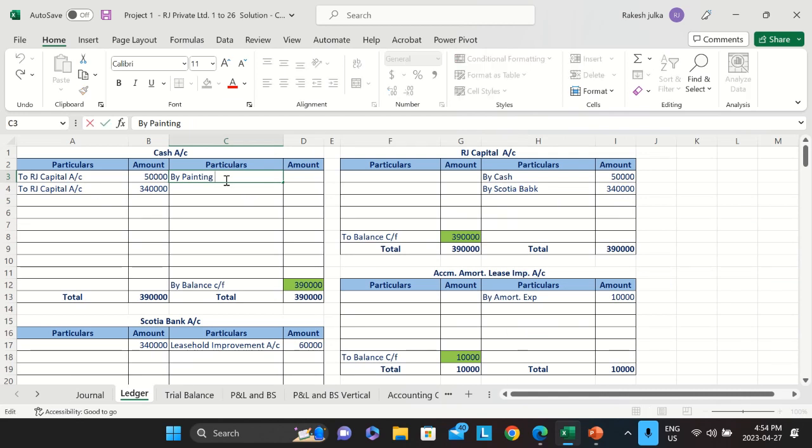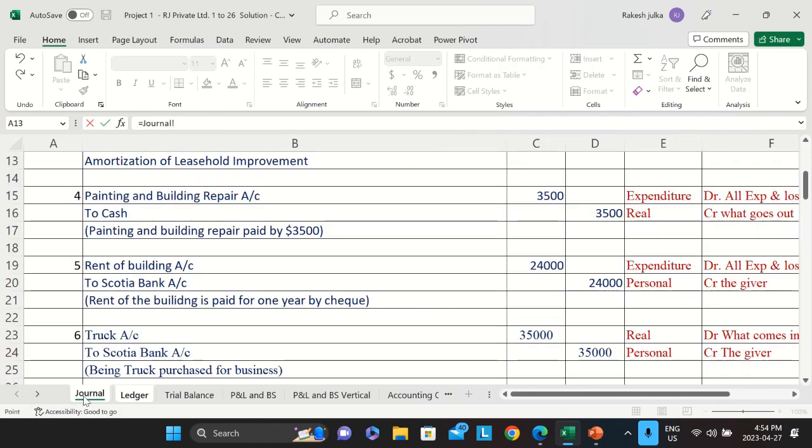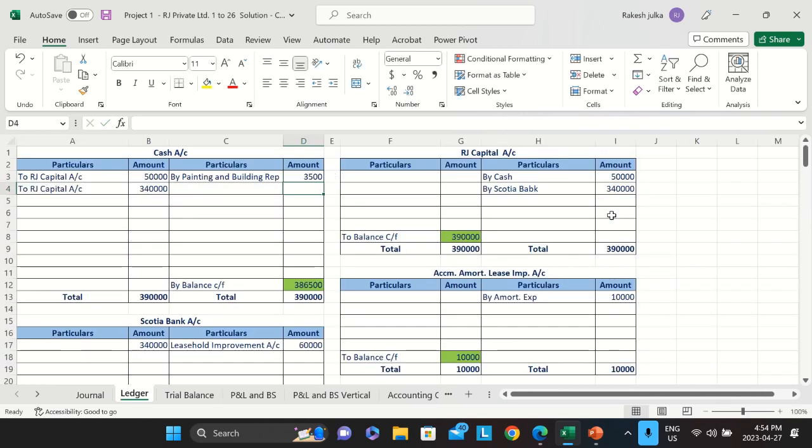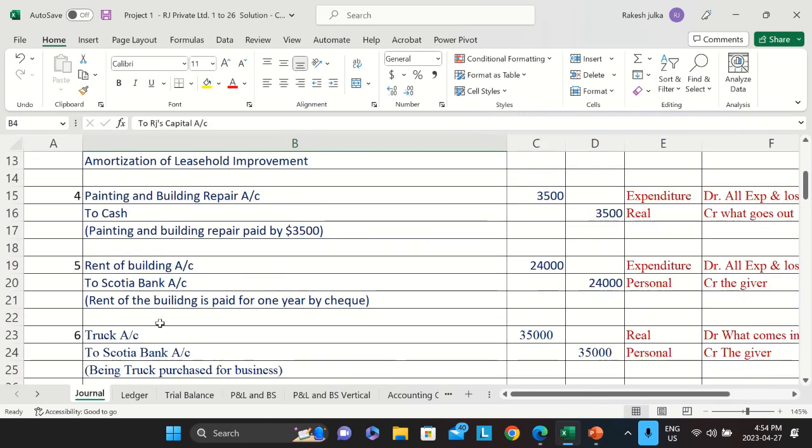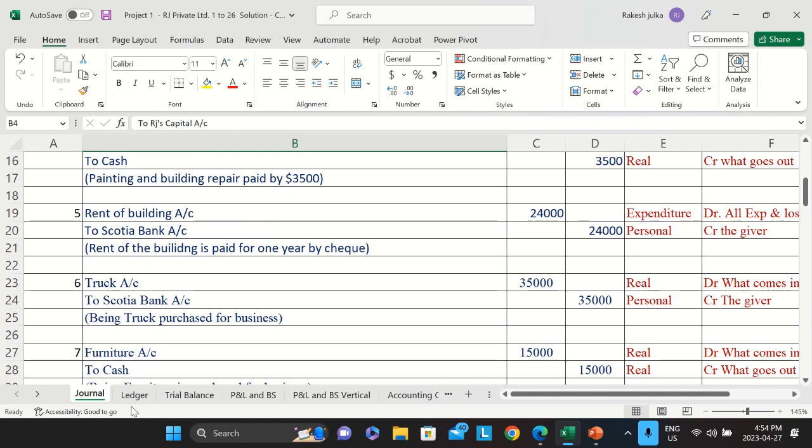So painting and building repair. So what is the amount here? So here I'm just going to write amount as well. So 3,500. The fourth transaction is done. Now the fifth transaction is the rent of the building to Scotiabank 24,000.